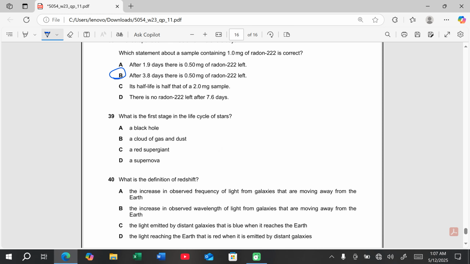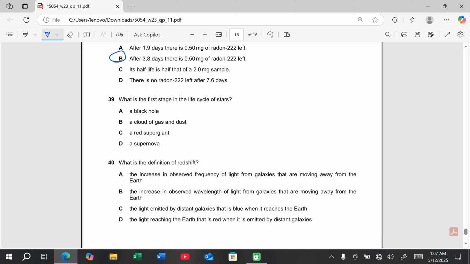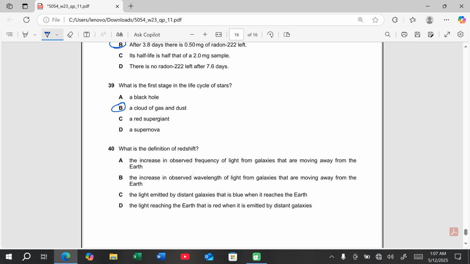What is the first stage of the life cycle of a star? So a black hole is the last stage. A cloud of gas and dust, yes. Red supergiant is the middle stage. Supernova is also in the middle stage.